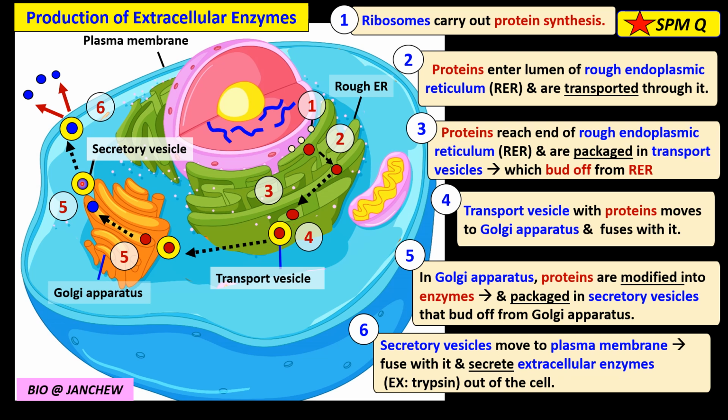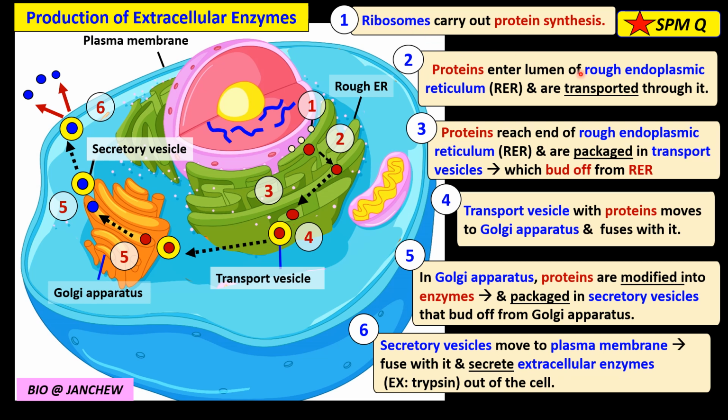Okay, so secretory vesicles are vesicles that will secrete the enzymes out of the cell. So they are for extracellular enzymes. They are used to package the extracellular enzymes. So we have to memorize the 6 steps here and know the organelles that are involved.